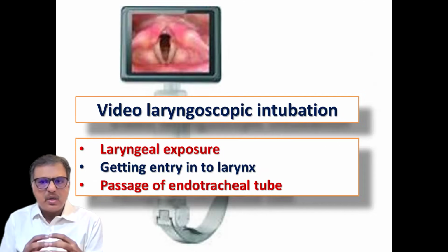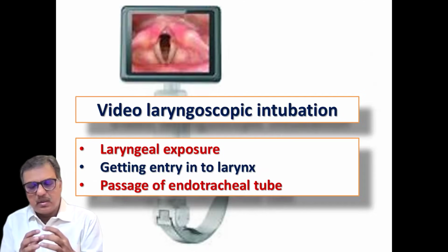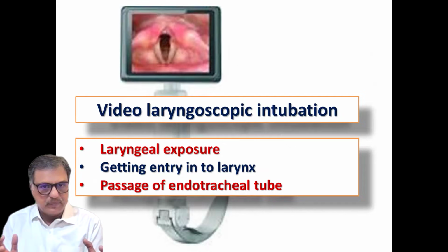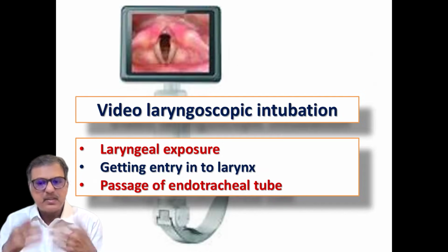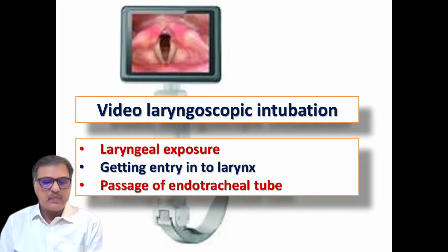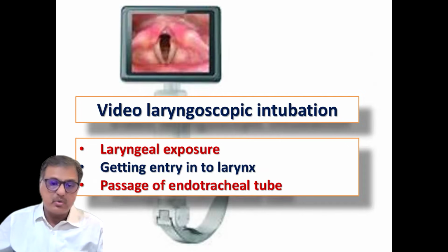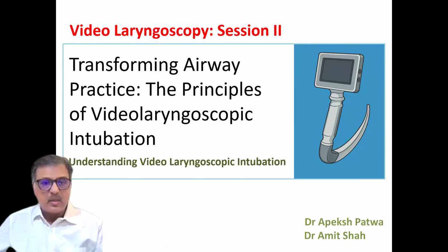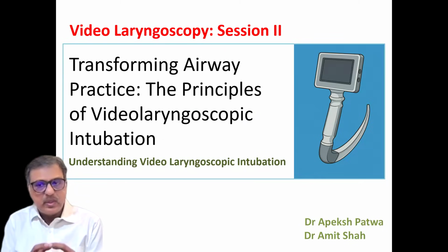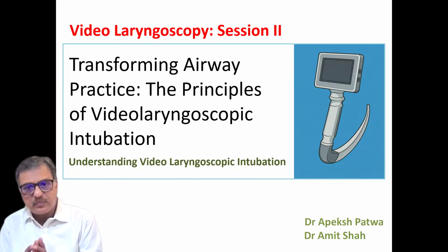So that's about the laryngeal view and curvature of videolaryngoscopy, and laryngeal exposure. Now we are coming to the second part of videolaryngoscopic intubation, that is getting entry into the larynx and passage of the endotracheal tube. That will be on videolaryngoscopy session 2.